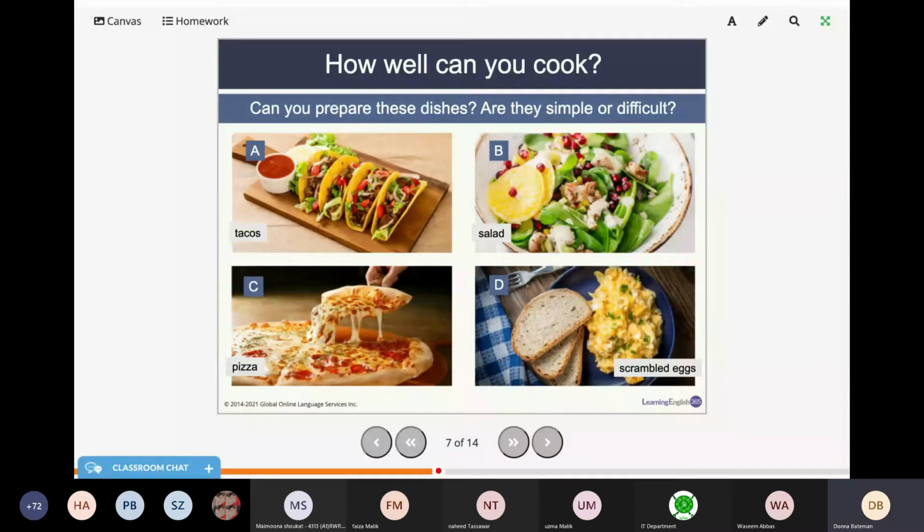So think about how you would prepare a dish. It doesn't have to be one of those. How would you do it? How would you explain it? Start thinking about the words that you would use to do that.